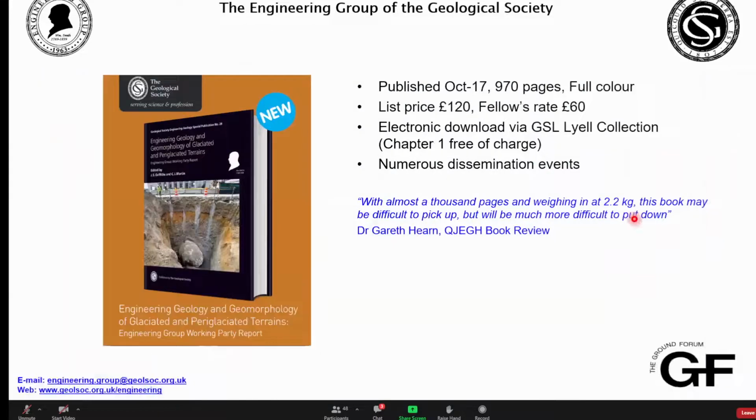Just moving on, the more recent one that's very close to my heart was really the forerunner to the offshore one: the glacial and periglacial special publication. Both Jim Griffiths and myself were heavily involved with this one, and it was this that spawned the next generation, which I'll talk to.